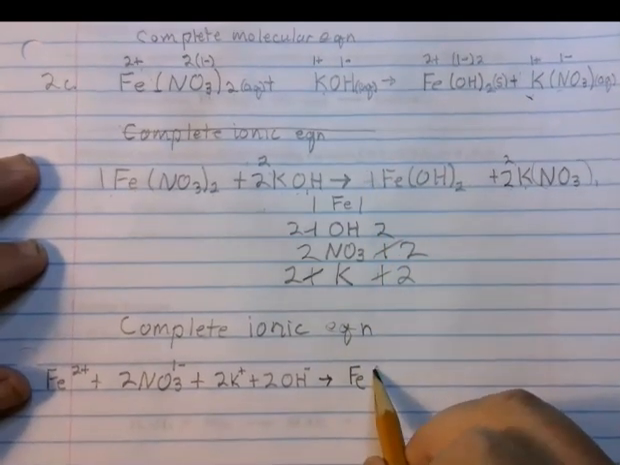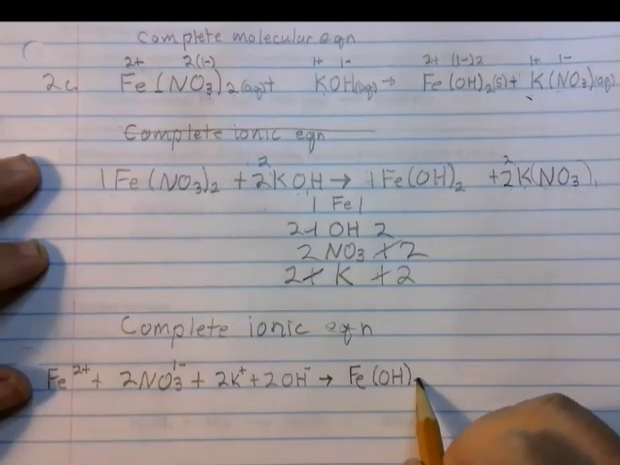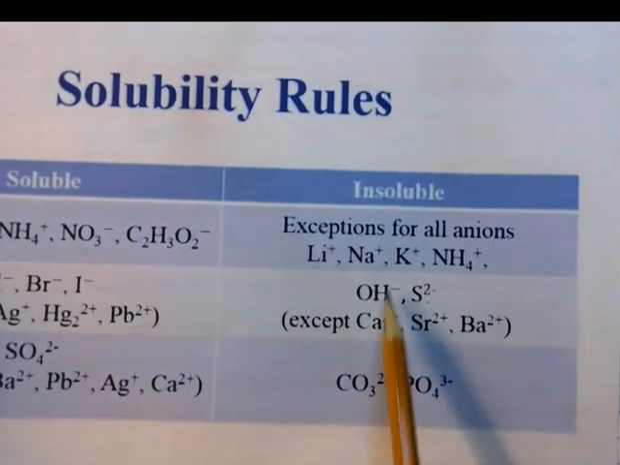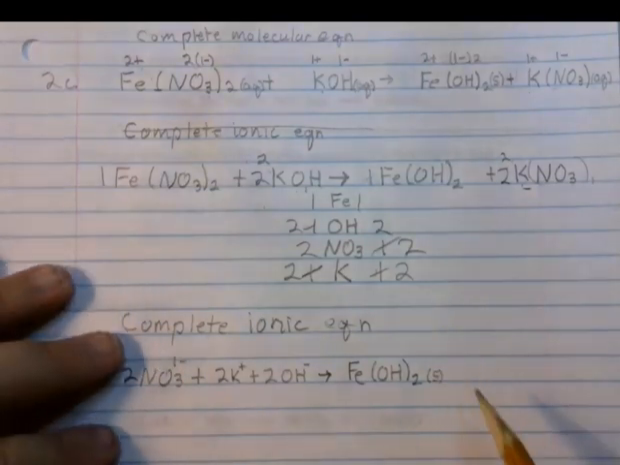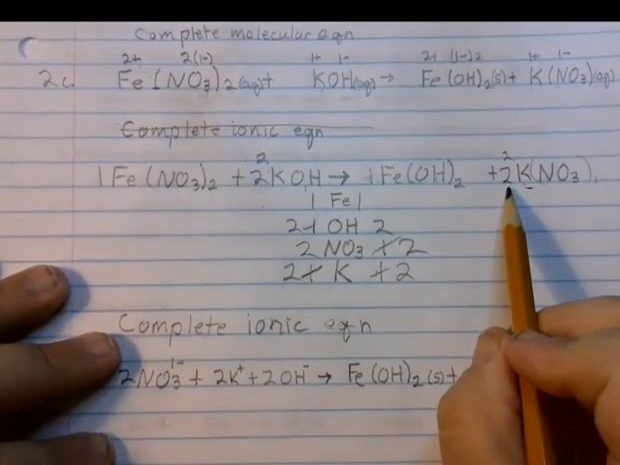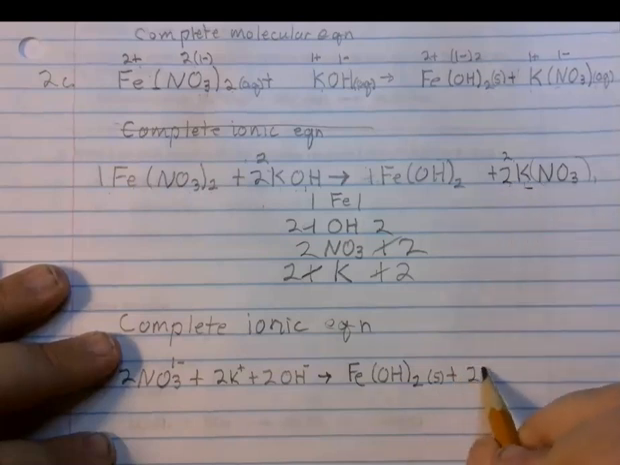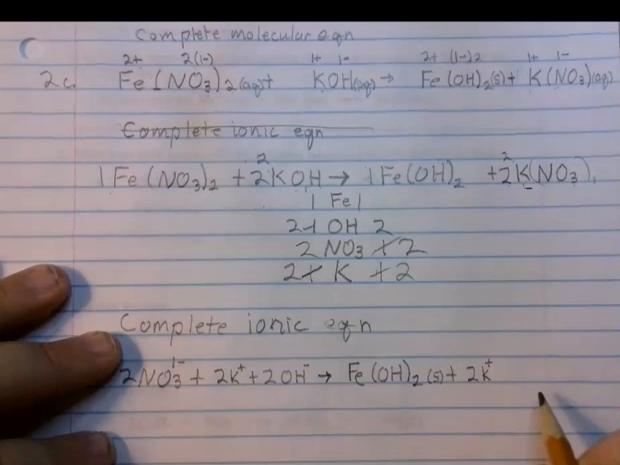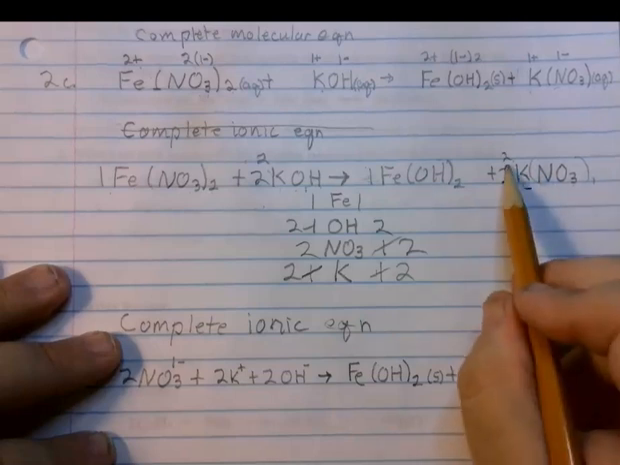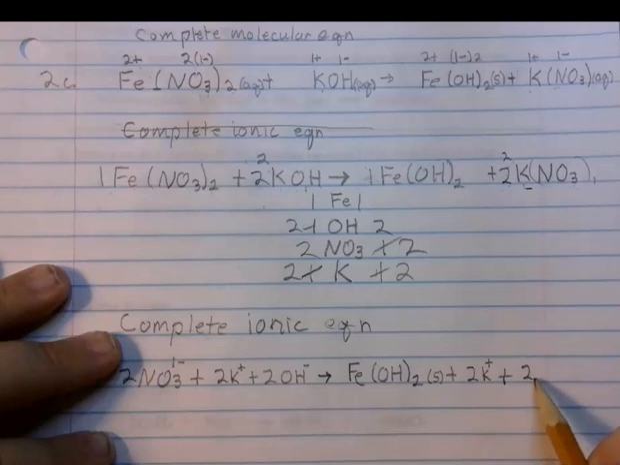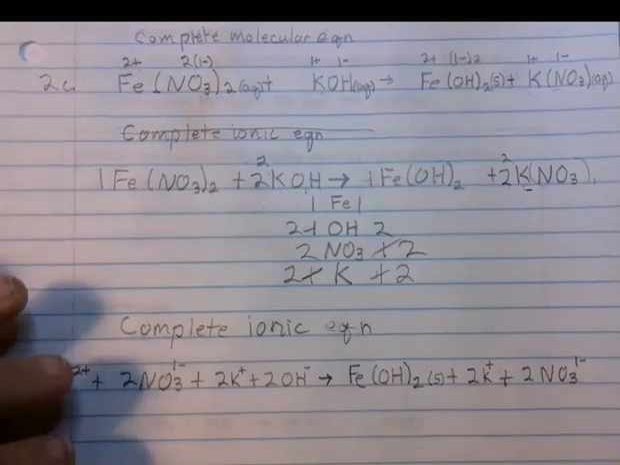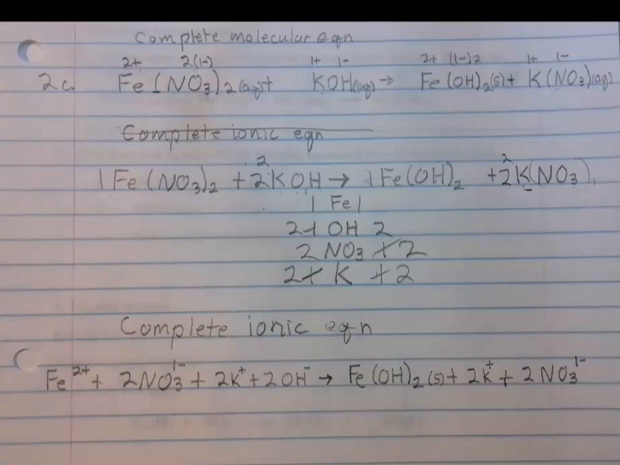So it is simply, and we didn't have to put any coefficient in front of it except a 1, Fe(OH)2, and that's a solid. We said that hydroxides are insoluble, and iron's not an exception to that, so that's our solid. And now we're going to finish it off. We have 2 potassiums, so that's 2K1 plus. Plus, we have 2 NO3s, so that's 2NO3 minus. Each NO3 is a 1 minus, okay? All right, there it is.